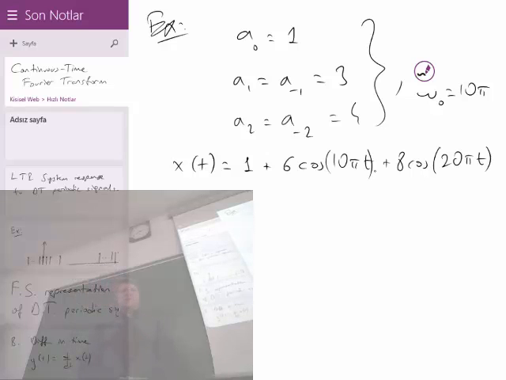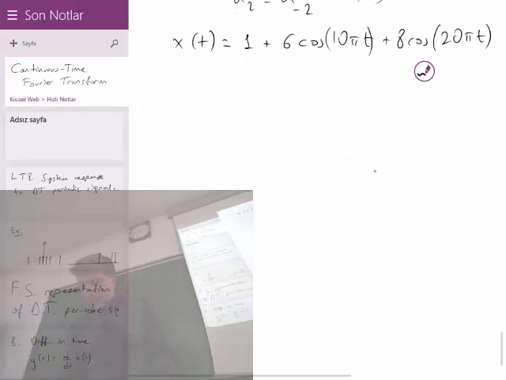So this is the time domain signal we have, and the top things are the corresponding Fourier series coefficients. Do you agree with that? 6 cosine 10 pi t, what are the Fourier series coefficients? 1 over 2 times 6 and 1 over 2 times 6, which are 3 and 3, as given there. Okay, so how do we draw this on the frequency axis? What is the corresponding Fourier transform, in other words? What is X of j omega?